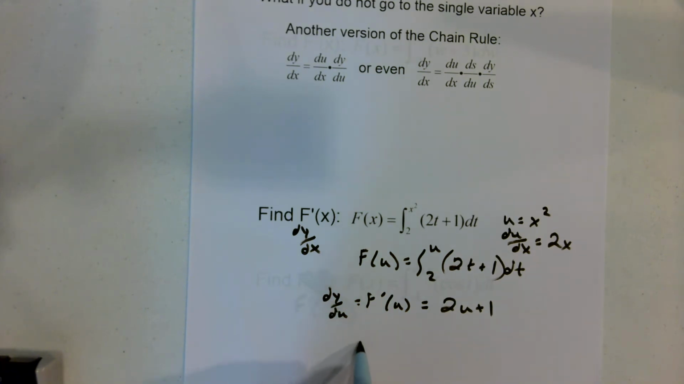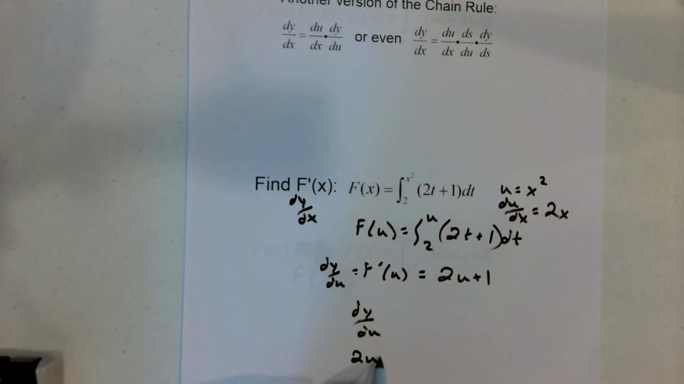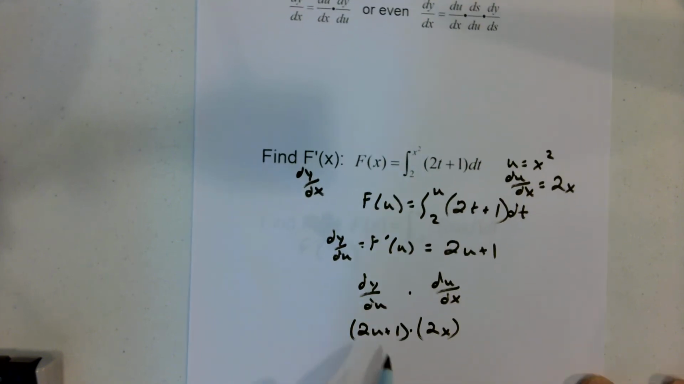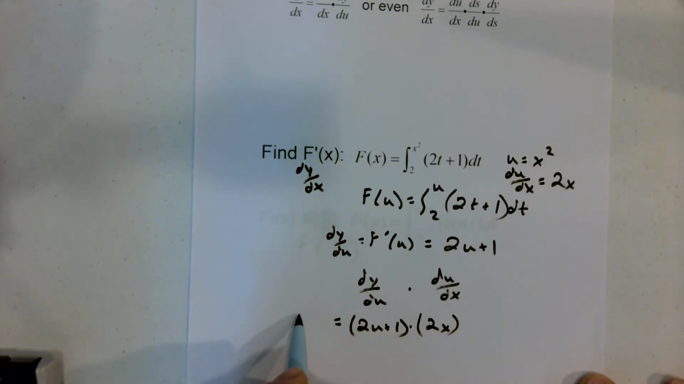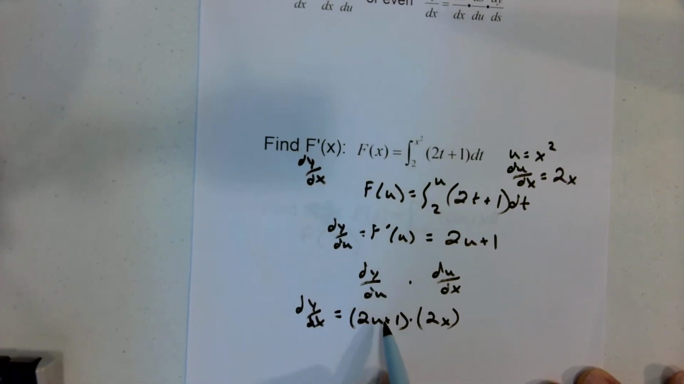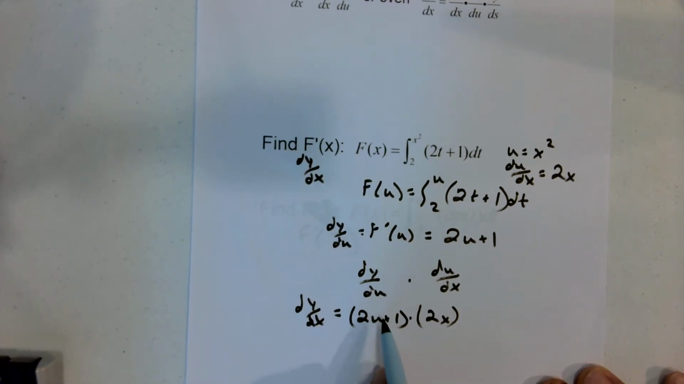So I have my dy/du. Dy/du was equal to 2u plus 1. If I multiply it by du/dx, so du/dx is 2x, then I get dy/dx. The only thing we've got to do, though, is get rid of this u, because I don't want it in terms of u, I want it in terms of x.